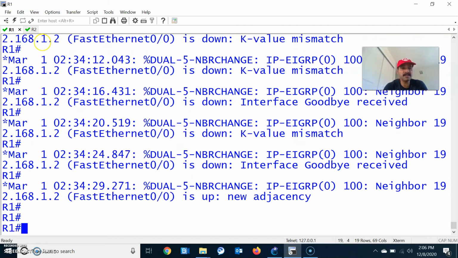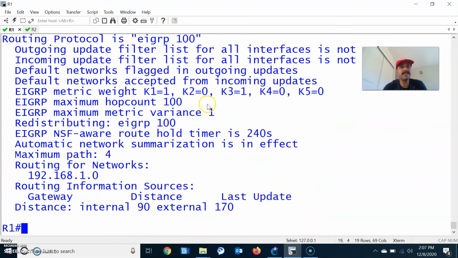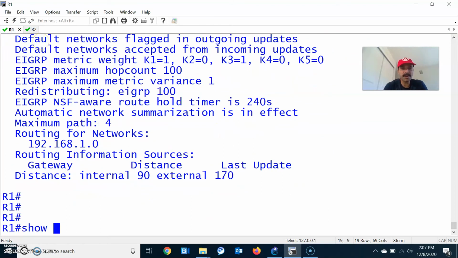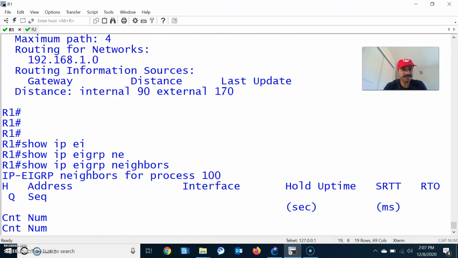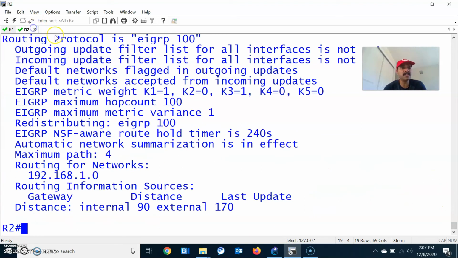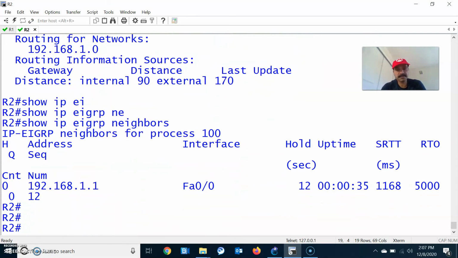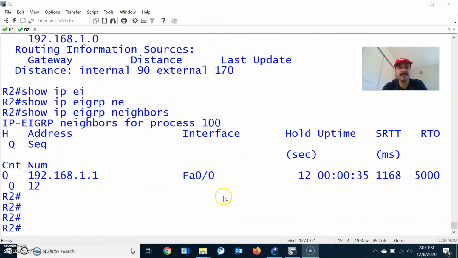Similarly, check in R1 show IP protocols. By default bandwidth and delay is on, that is the reason I removed the metric weights from R2. So now both are forming the neighbor relationship. Now let us check R1 show IP EIGRP neighbors. It has already established a neighbor relationship. Check in R2 show IP EIGRP neighbors. It has also established a neighbor relationship.